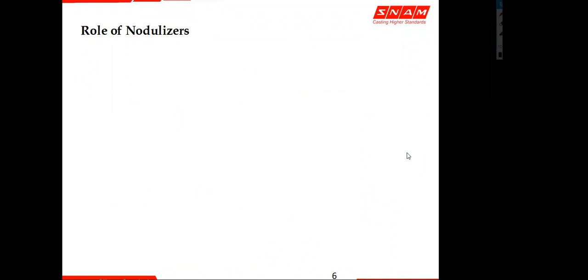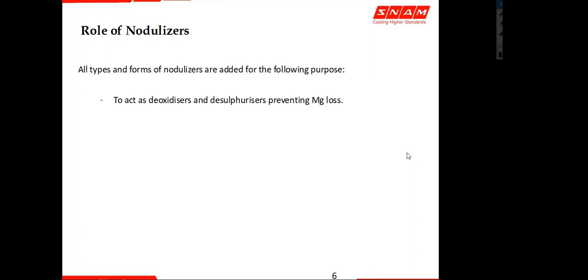What is the role of a nodalizer in a ductile iron foundry? Nodalizers are added for the following purposes. You have to deoxidize and desulfurize your metal. Oxygen and sulfur, to some extent, are nucleating elements. It helps in nucleation, but an excess of these two is dangerous. Your nodalizers have elements which have an affinity towards oxygen and sulfur. So your nodalizer should help in deoxidizing and desulfurizing the metal, and also not let magnesium get lost.